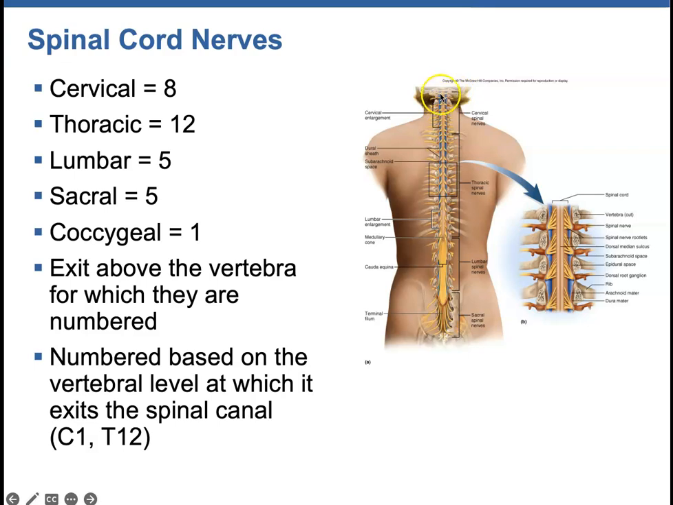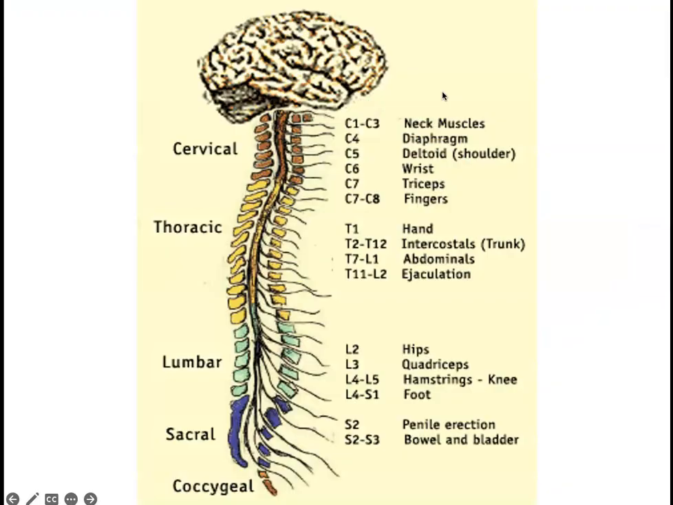And then you have 8 cervical nerves, because the first cervical nerve actually is located between the occipital bone and the first cervical vertebrae. The second cervical nerve is located between the first cervical vertebrae and the second cervical vertebrae. So that's how they're numbered, based on the vertebrae that they're located just above. So that's how we number these.